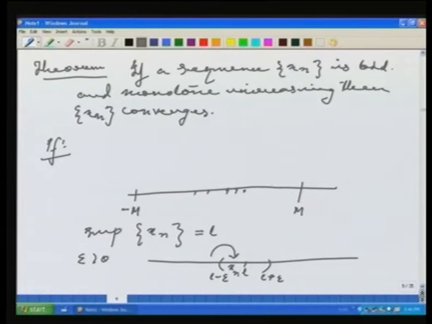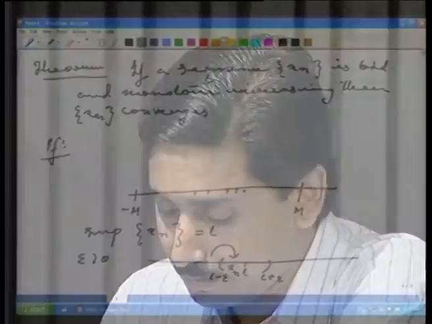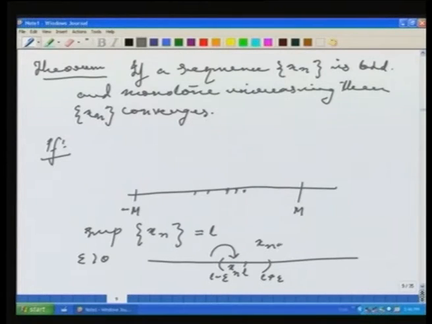At the same time, you notice that all these x n's are less than L and the sequence is monotone increasing. So, what happens to x n plus 1? It has to be somewhere here. Then x n plus 2 is sitting here, so is x n plus 3. That means, after this x n, all the terms are between L minus epsilon and L by monotonicity of the sequence. Well, that is the proof. So, let us try to write it down formally.